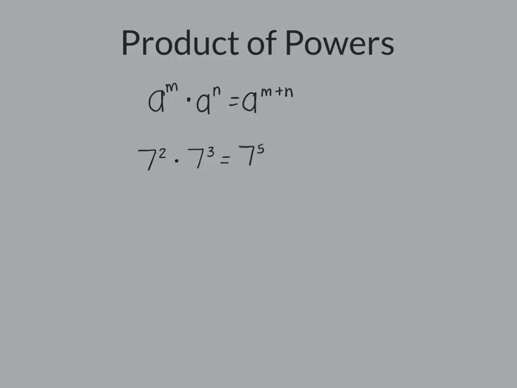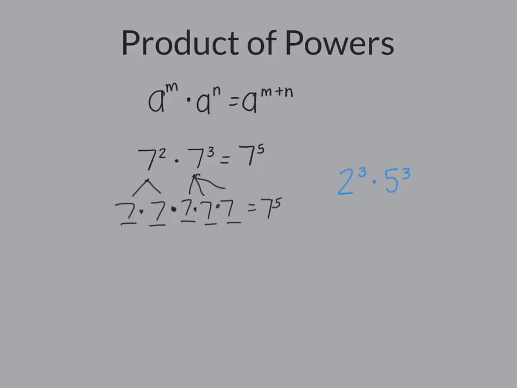A quick explanation for why this rule works would be 7 to the power of 2. I know that this is 7 times 7. 7 to the power of 3 I'm multiplying it by, which is 7 times 7 times 7. So altogether we have 1, 2, 3, 4, 5 7s we're multiplying, or in other words, 7 to the power of 5. So that is why this rule works. When we have the same base, we can just add the exponents when we multiply them.